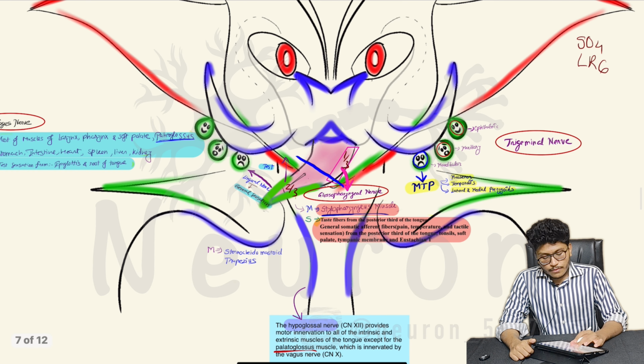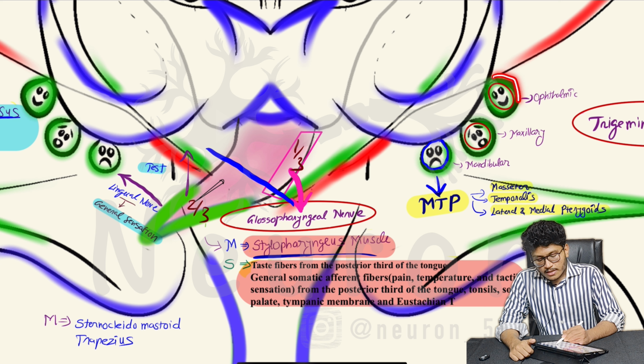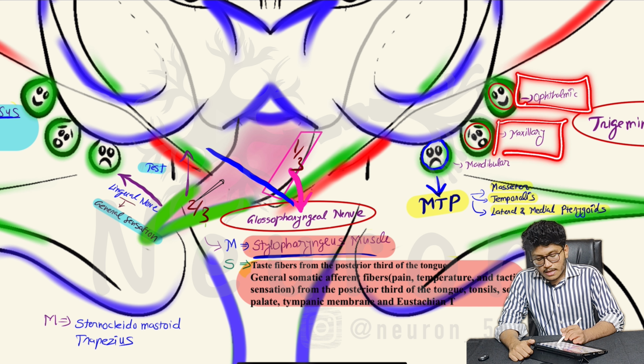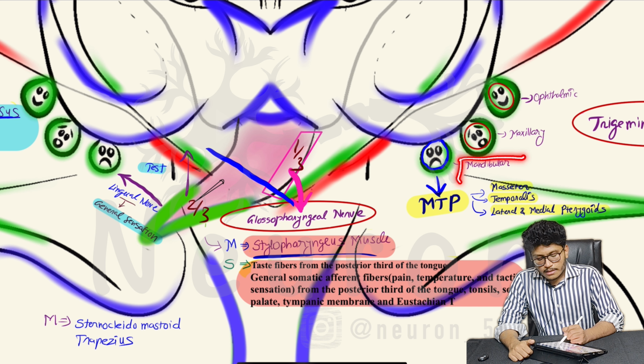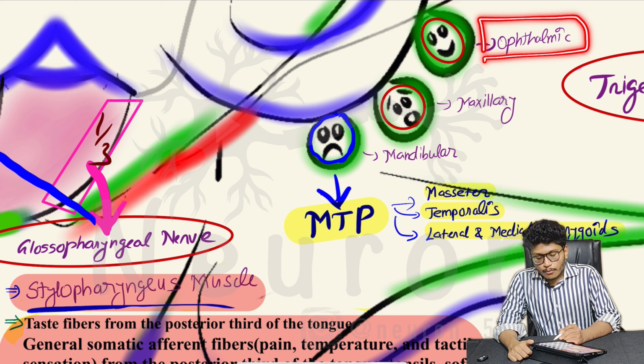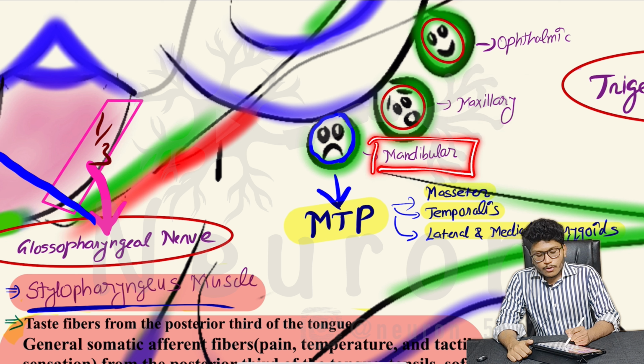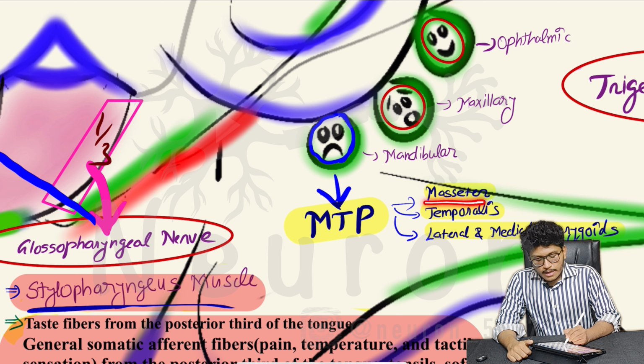So let's move to the fifth cranial nerve. As you can see, there are three branches of the fifth cranial nerve, the trigeminal nerve. The first one is ophthalmic, the second is maxillary, and the third is mandibular. The ophthalmic and maxillary branches are sensory. The third one is the motor branch. The ophthalmic branch provides sensation near the area of the eye. The maxillary branch provides sensation near the maxillary region, and the mandibular branch is the motor branch, which supplies masseter, temporalis, and lateral and medial pterygoid muscles.